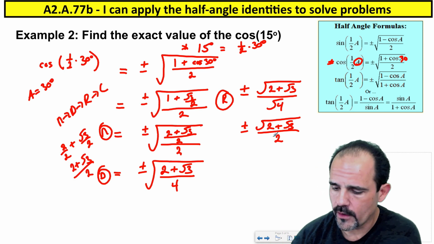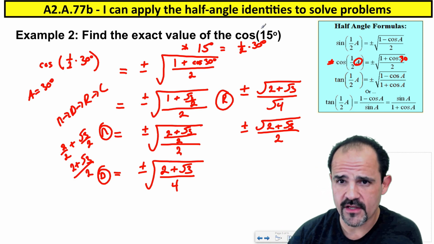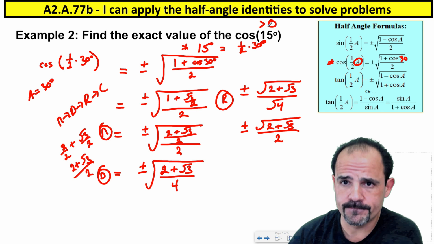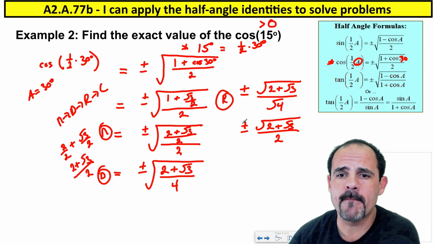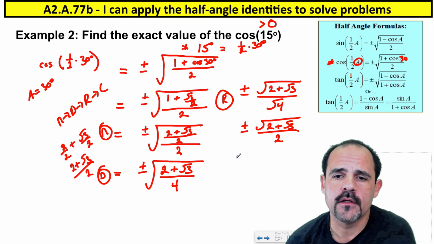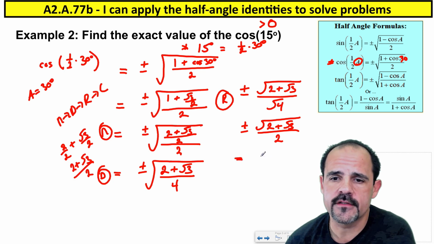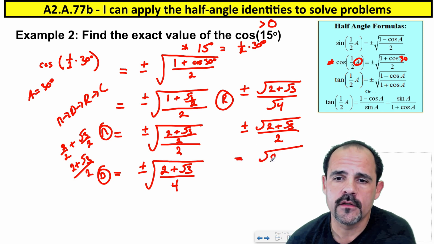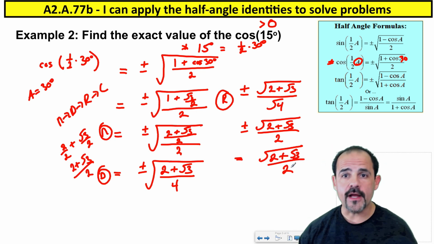Which one though? Well, cosine of 15 degrees. The cosine is positive. So we're going to take the positive value here. Okay? So our final answer is going to be positive 2 plus radical 3 over 2. All right?